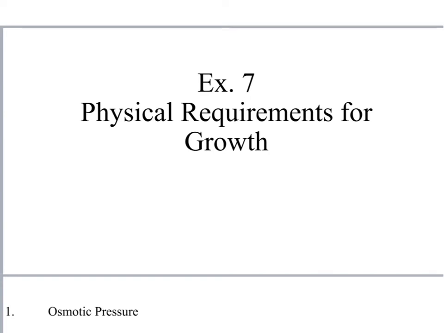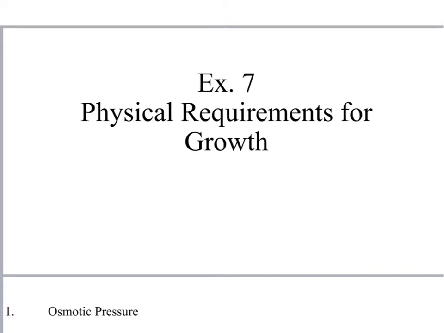Exercise 7 is all about understanding what the environmental conditions need to be in order to grow an organism successfully. So we are going to be varying osmotic pressure, temperature, and oxygen requirement of organisms, but there's lots of other things that we could test. For instance, we could vary the pH and see how that affected growth of several different organisms.